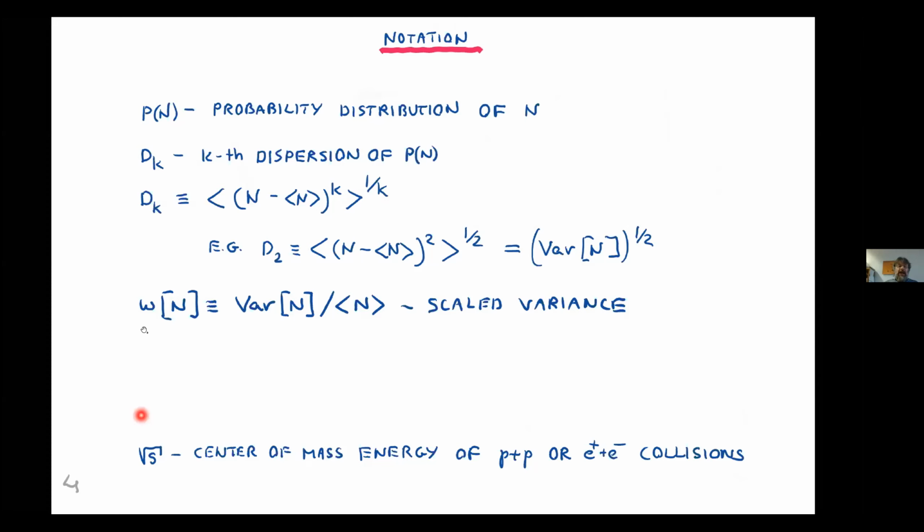I started to talk about the scaled variance from the very beginning. The scaled variance is denoted by omega, and this is just variance over mean. And the second dispersion is the square root of the variance.